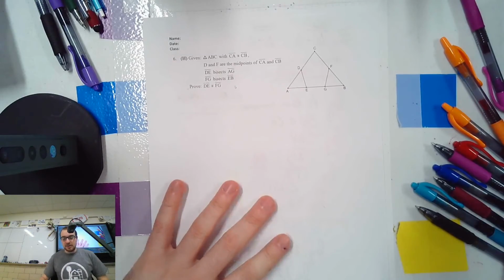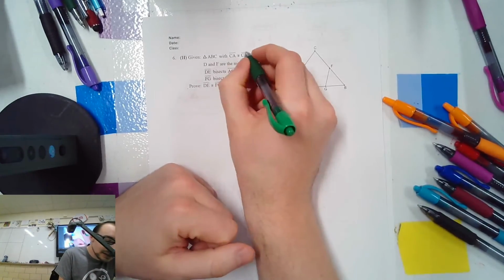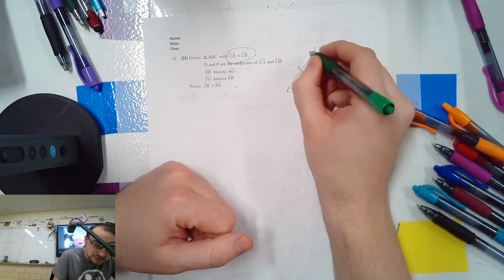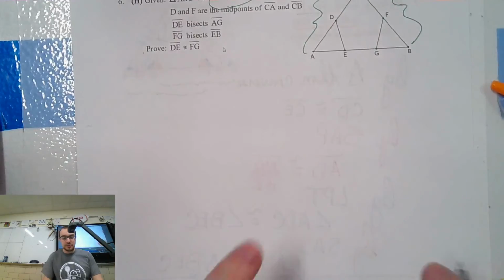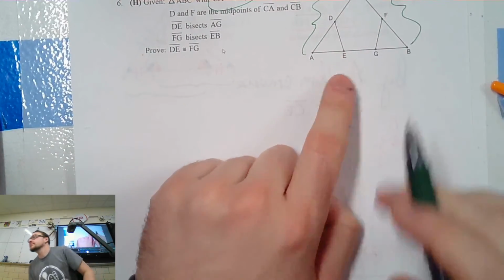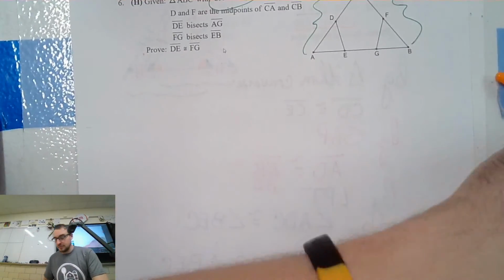It says CA congruent CB. Let's get that done. CA, CB. That's these two sides. What kind of triangle are we dealing with? Isosceles, which means angle A and angle B are going to be the same, right? So that's exciting. We'll get that eventually.